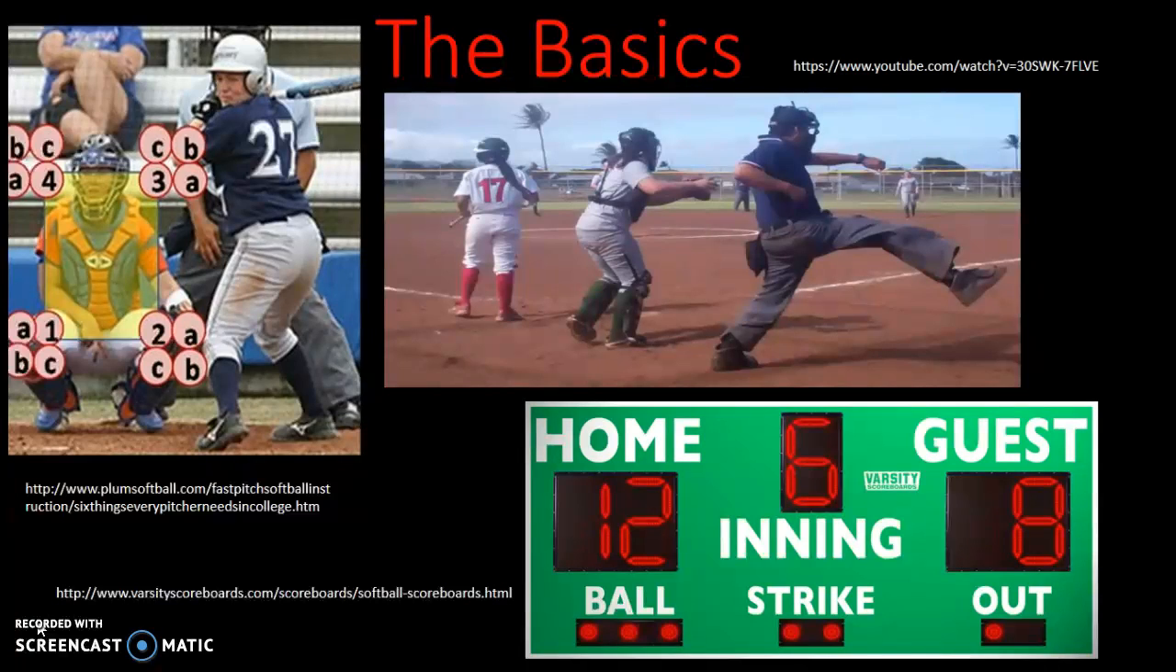It is also important as a batter to know what the strike zone is. Typically, it's from the left side of the plate to the right side of the plate, from your chest all the way to your knees. However, it's always very important as the batter to realize what the umpire's strike zones are because they may vary.